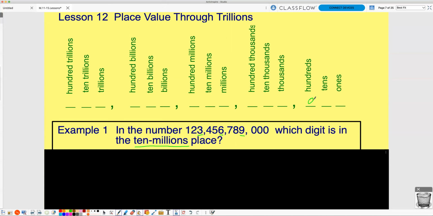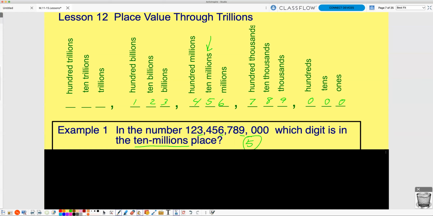If we were to write this number out, you can see this 9 would be in the thousands, this 8 would be in the 10,000s, this would be 100,000s, this 6, 5, 4, 3, 2, 1. I can see clearly now which one is in the 10 millions place if I look at it. Here's the 10 millions place. The 5 is the digit in the 10 millions place.